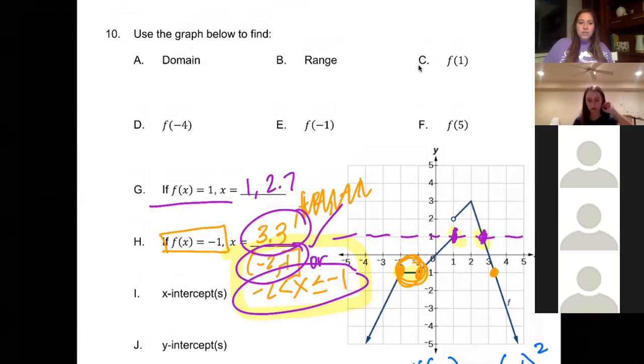Yeah, so with questions like G and H, you're going to draw a horizontal line at that number and then highlight where it touches your graph.